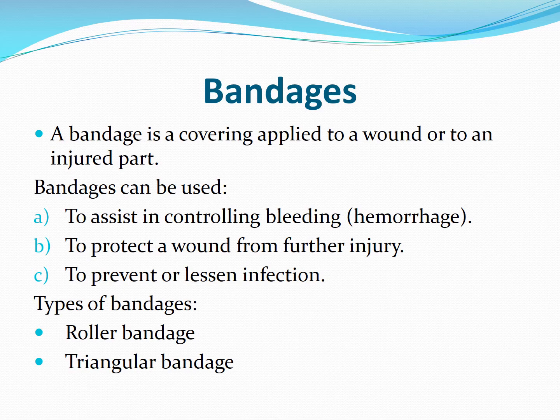Bandages. A bandage is a covering applied to a wound or to an injured part. What is the use of these bandages? Bandages can be used to assist in controlling bleeding, that is hemorrhage, to protect a wound from further injury, to prevent or lessen infection. What are the types of bandages? There are two types of bandages. Number one is the roller bandage. Number two is the triangular bandage.